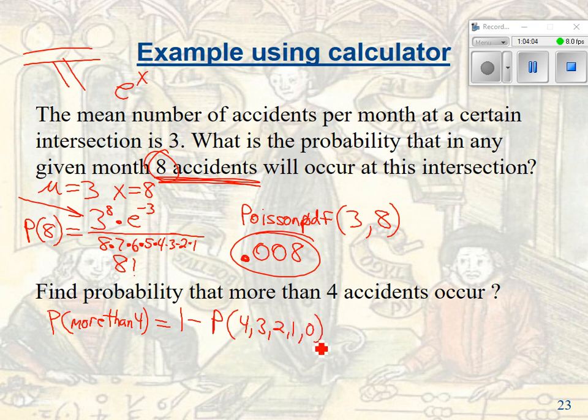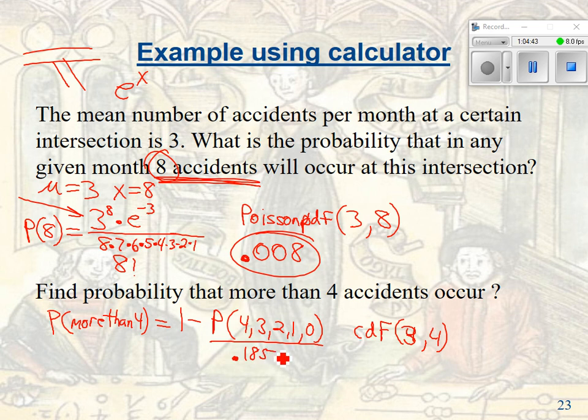Now to do that, we can punch in, instead of PDF, the CDF, and punch in 4. Now you've got to be careful with this, because it's going to give you an answer. Is that going to be our actual answer? No, you have to do 1 minus that. You have to subtract it from 1. So what's the probability that there's 0, 1, 2, 3, or 4 accidents out there?